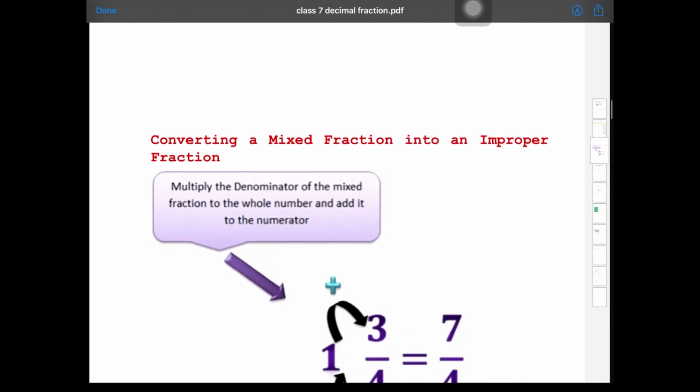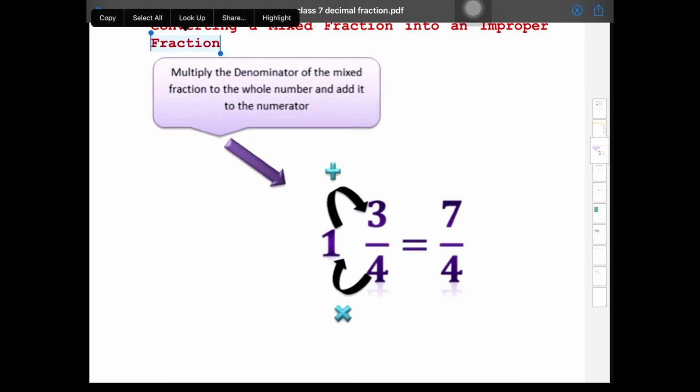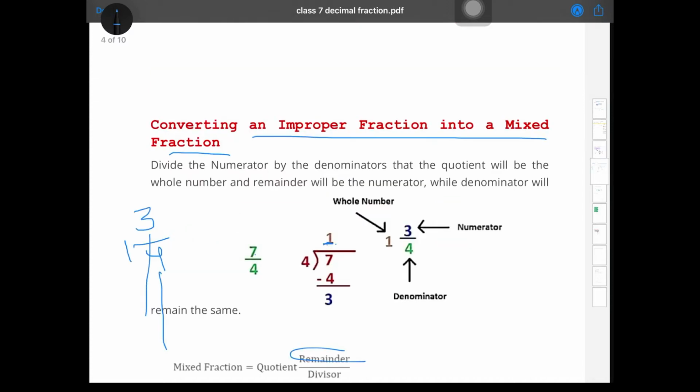Now the next topic is how to convert a mixed fraction into an improper fraction. Suppose we have one whole 3 by 4. To write it as an improper fraction, you multiply this 4 with 1, add the numerator, that is 3, and divide by the same denominator 4. So this will be 4 plus 3, 7 by 4. So you can write this mixed fraction as an improper fraction like this.